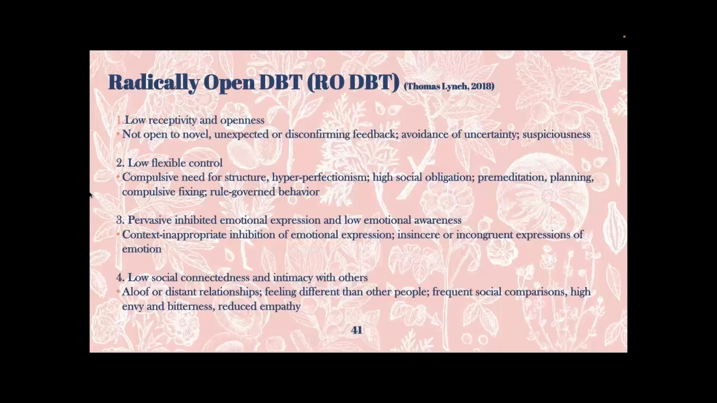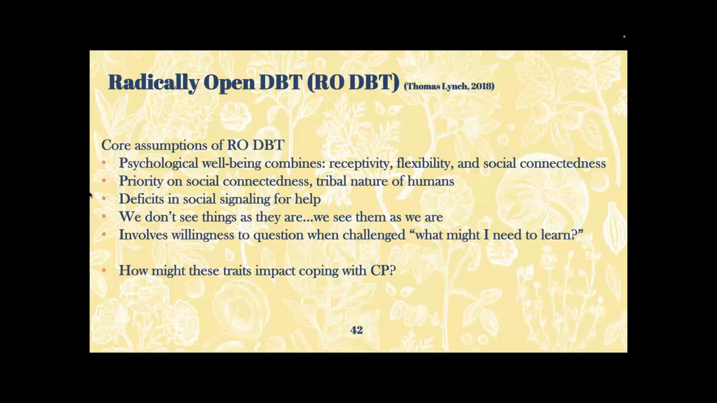We talk about John Sarno, that if you look at the personality characteristics and that over-controlled dynamic with the RO-DBT, you can see those clusters of traits, right? The conscientiousness, the perfectionist, the low social connectedness. And so we can see how we are tying everything together and how all of these theories build off of each other. So we want to promote psychological well-being with receptivity, with flexibility, with social connectedness.